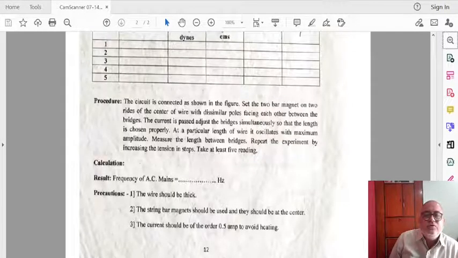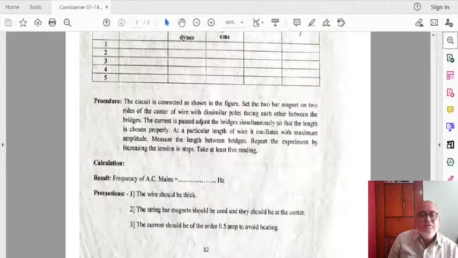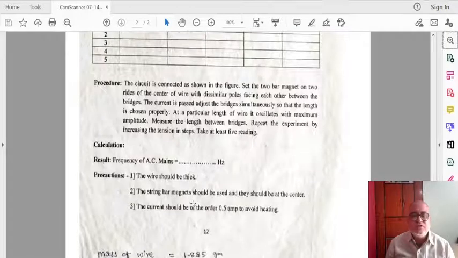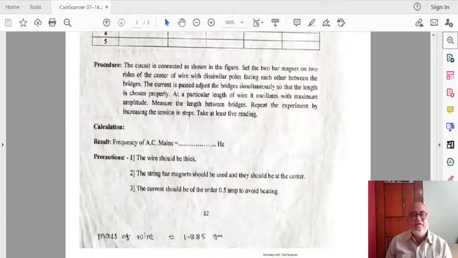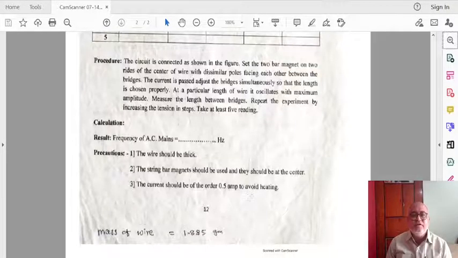Here we have to do the calculations. Then the precautions for performing this experiment: the wire should be a thick one. Then strong bar magnets should be used and they should be at the center. Then the current should be of the order of 0.5 ampere only, to avoid heating. Here the mass of the wire is also given.